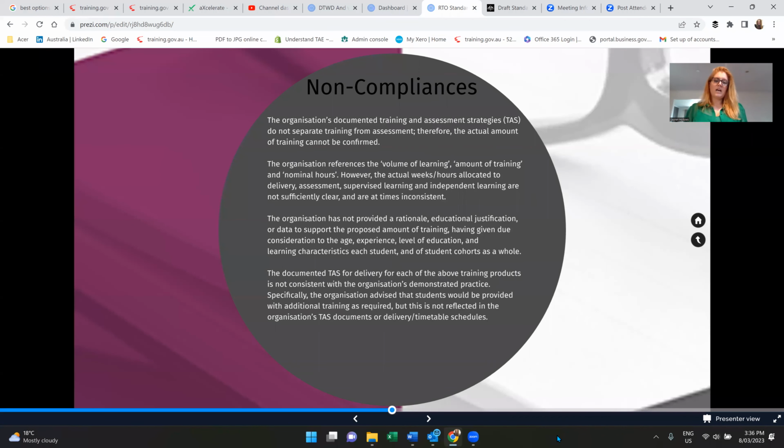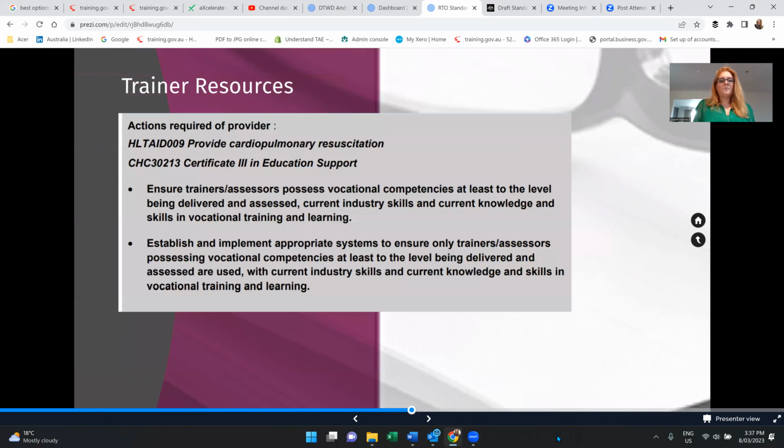And then the documented TAS for the delivery was not consistent. So again, the TAS doesn't meet the delivery schedules, doesn't meet the marketing materials, doesn't meet the actual course duration from the students, et cetera. And this is where you can have multiple things that pile onto each other. The trainers didn't have the level of knowledge being provided, so therefore they're one of the resources that you were missing in relationship to your TAS.